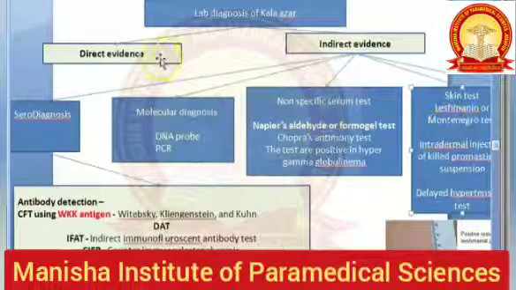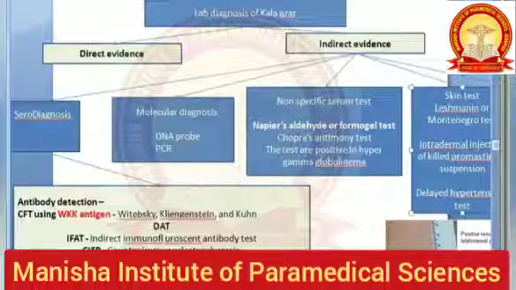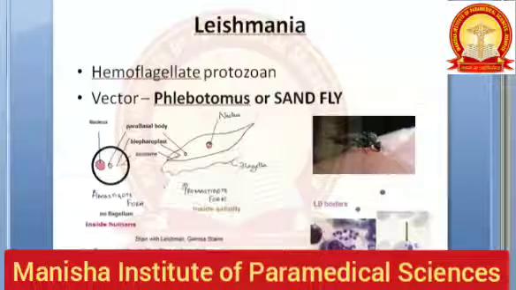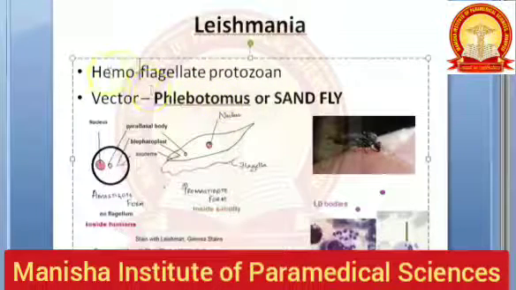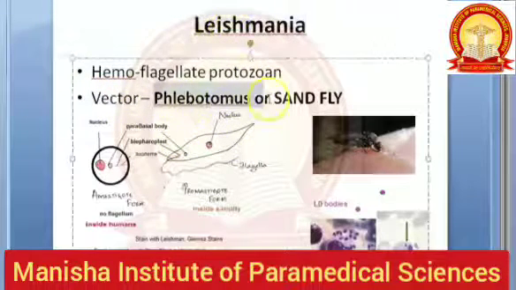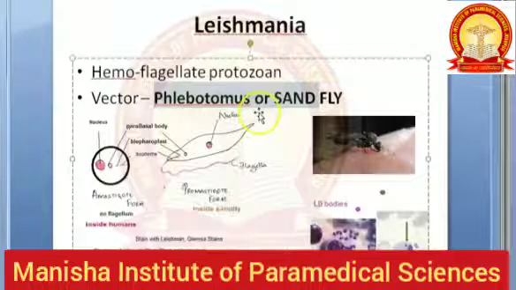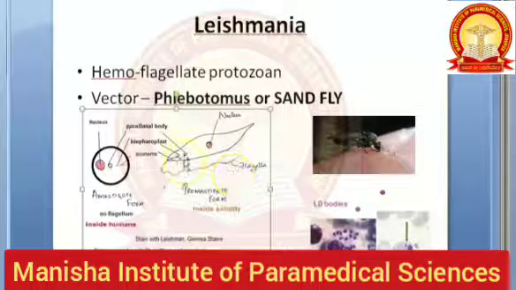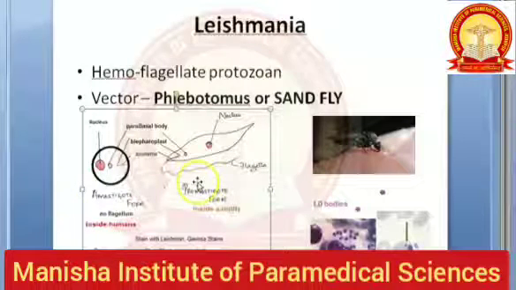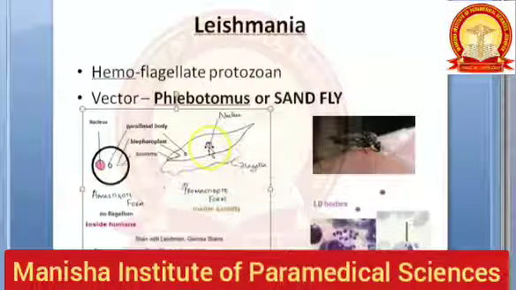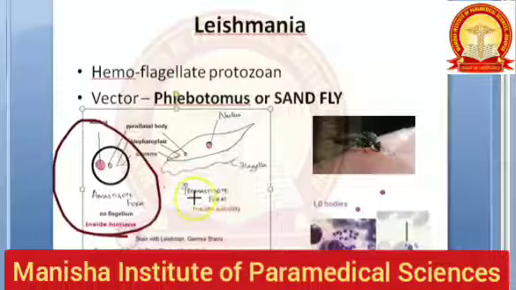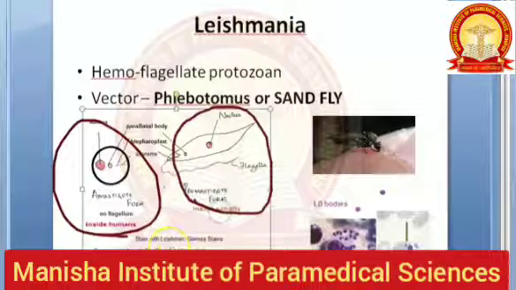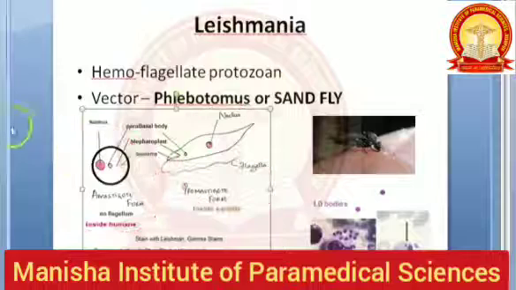First, let us start off with a recap of what we have seen so far. We started off with Leishmania. It is a flagellate protozoan which lives in the blood, so it is a hemoflagellate protozoan. The vector which transmits Leishmania is Phlebotomus or sandfly. This is the sandfly. This is the Leishmania. This is the amastigote form, and this is the promastigote form.